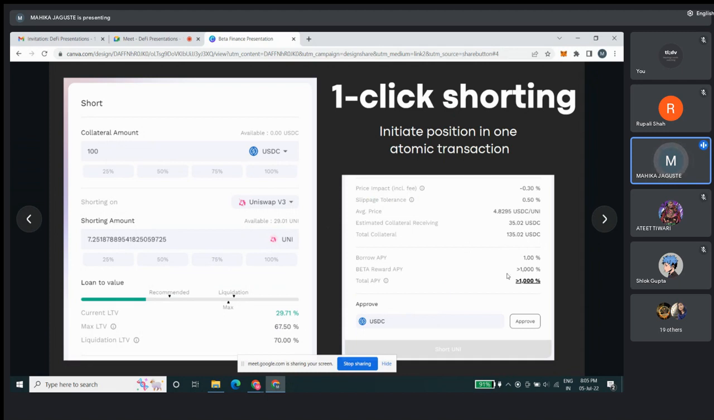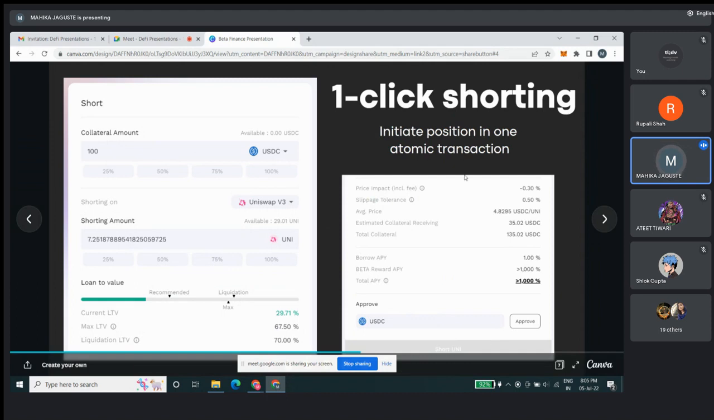This borrow APY indicates the borrow interest that you have to pay, and this is one of the Beta tokens, the token of this protocol. According to its tokenomics, everyone receives a reward when they either borrow, lend, or short tokens. So you can approve the coins, and in one single click you can execute this entire transaction.